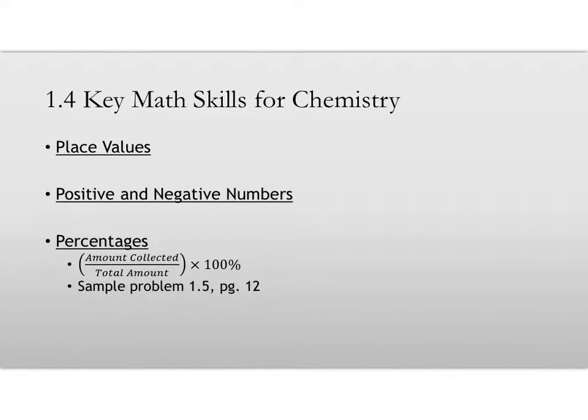Section 1.4, key math skills for chemistry. So in this section, there's a little bit about place values, positive and negative numbers.